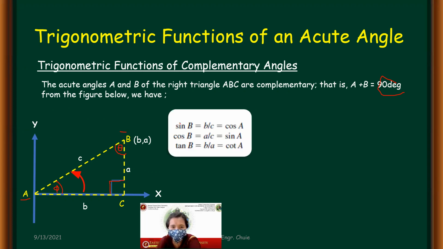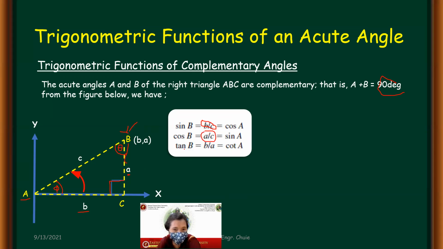Okay? For B, earlier our focus was A, so let's focus on B. So what if we are here at B? Sine of B, what is the opposite of B? We have B here, so opposite B over C. This is correct. Another, cosine of B equals adjacent over hypotenuse. The adjacent of angle B is letter A. Adjacent means the side next to it. So A over hypotenuse, that is A over C.